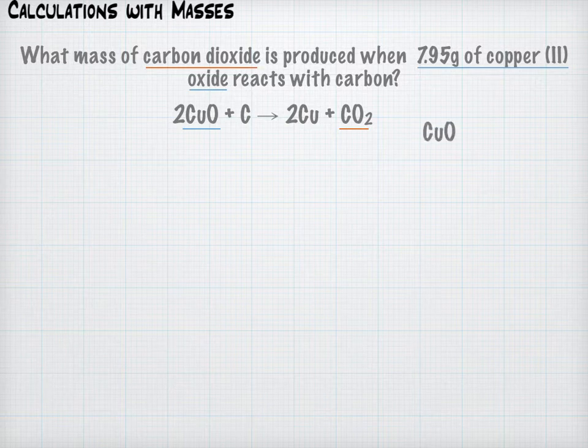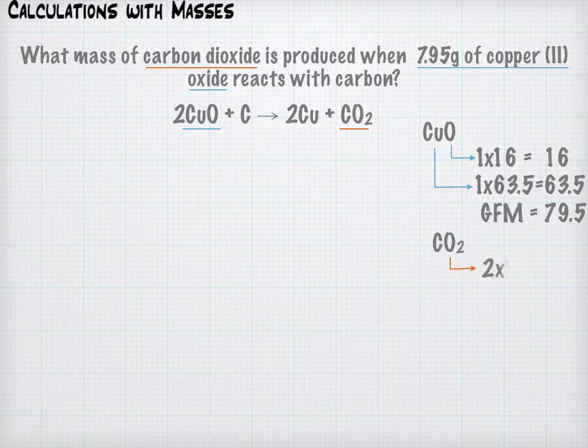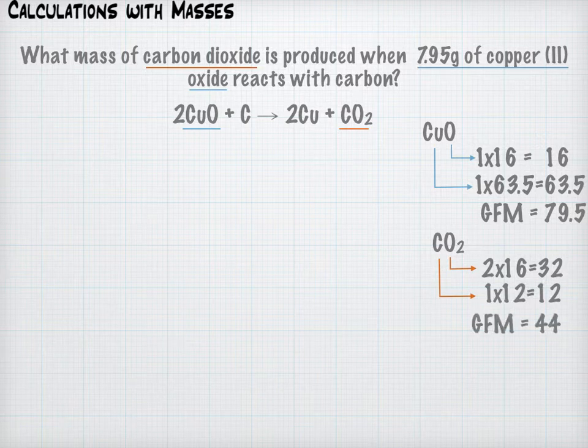Right, let's work out some formula masses, because that's the way we roll. Okay, in copper oxide, I've got 1 oxygen. That's 1 lot of 16 is 16. I have 1 copper. So that's 1 lot of 63.5 is 63.5. That means the gram formula mass of copper oxide is 79.5. Okay, carbon dioxide. Now I've got 2 oxygens in there. So that's 2 lots of 16 is 32. I've got 1 carbon. That's 1 lot of 12 is 12. So the gram formula mass of carbon dioxide is 44.